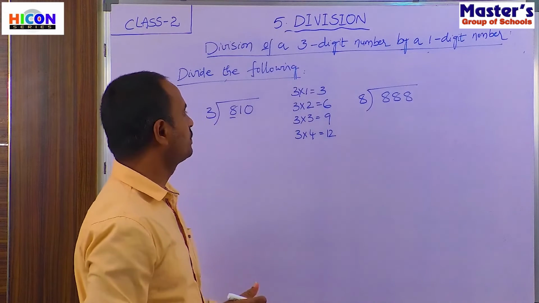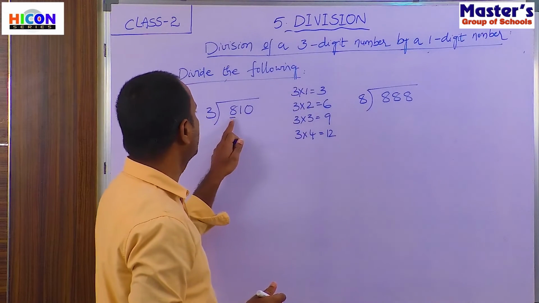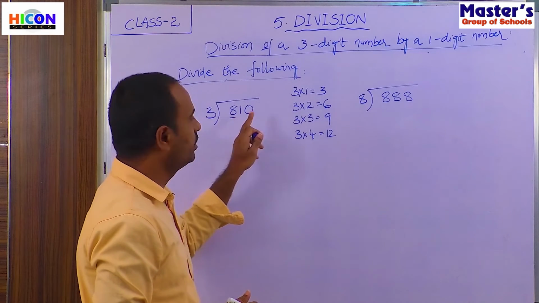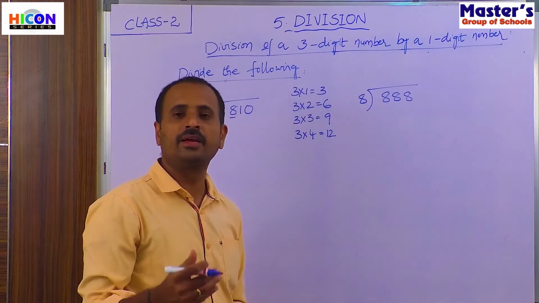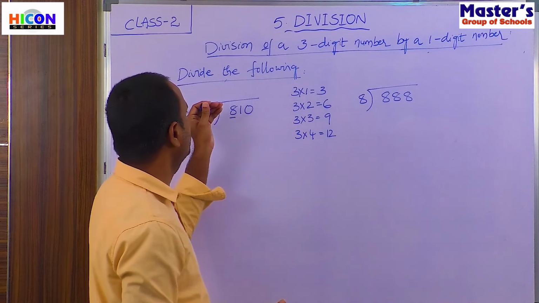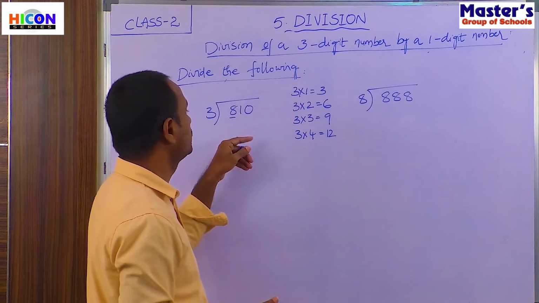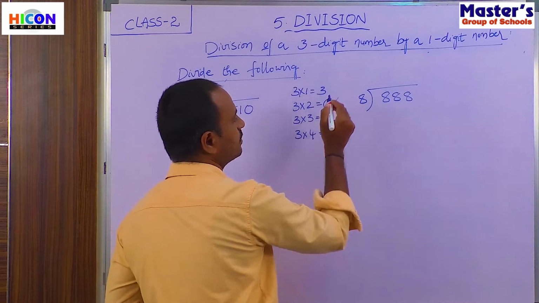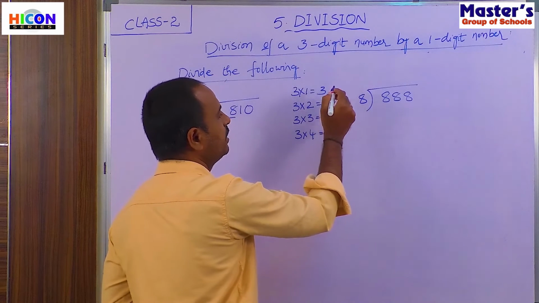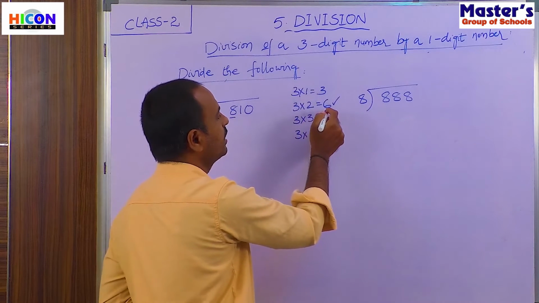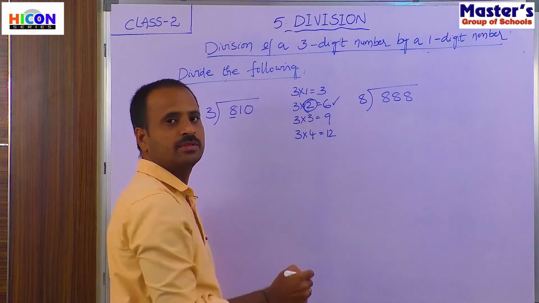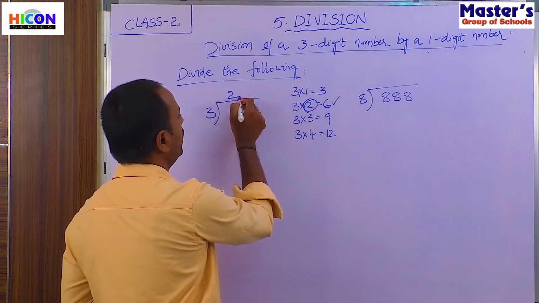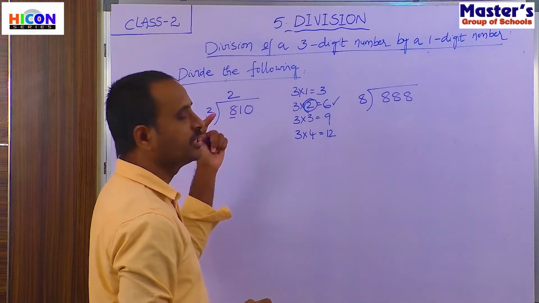So children, in this way, if you observe the third table, we did not get the number 8 in the third table. If we did not get the number 8 in the third table, then what do we have to do? You have to take the number which is just less than 8. What is the number which is just less than 8 in the table? The number just less than 8 is 6. How many times do we have to take to get 6? We have to take 2 times to get the number 6. So now write 2 in the quotient above the dividend.